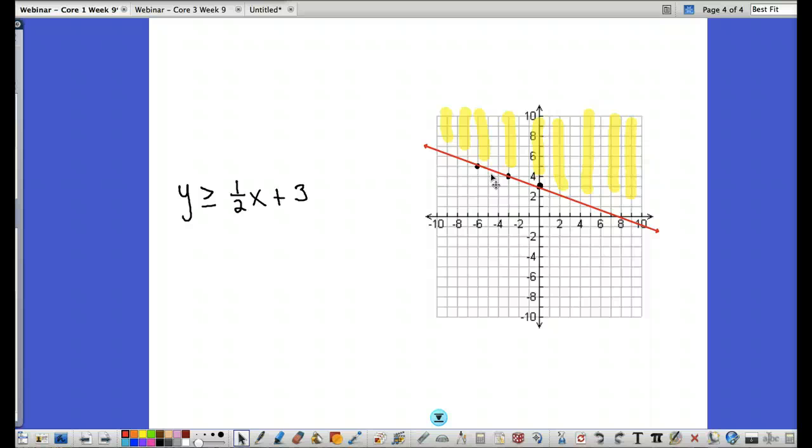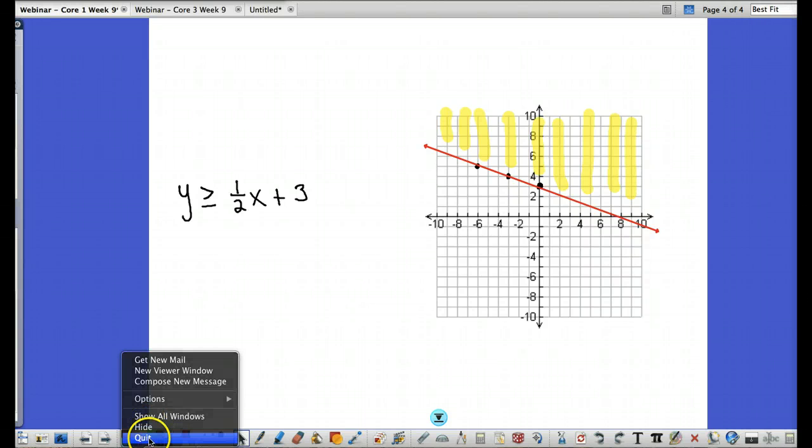You guys are all doing applauses except Alexander. Why did I shade up above? Oh, because it says I want all the y's that are greater than. See how that's a greater than sign? So I want to shade all the y's that are greater than this function. And up here, these are all greater. So that's why I'm shading above.